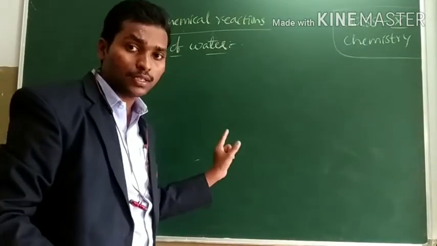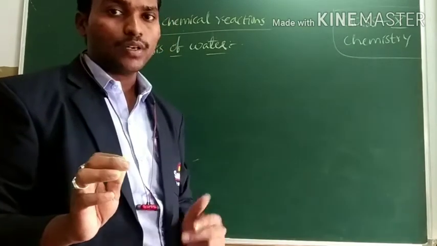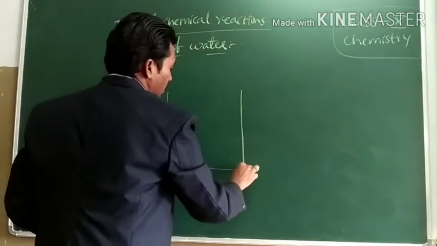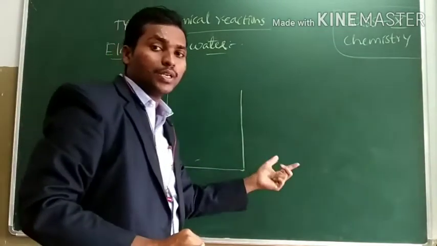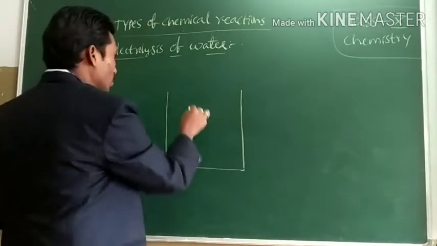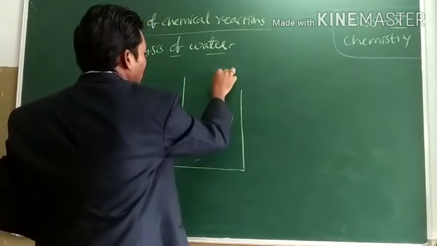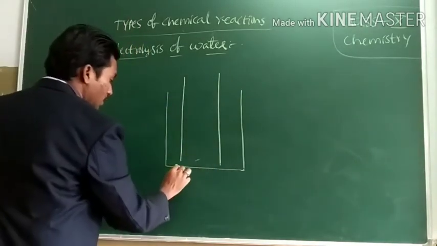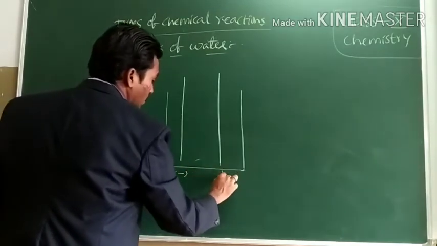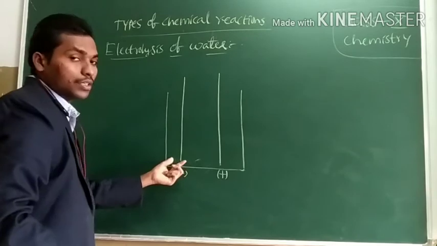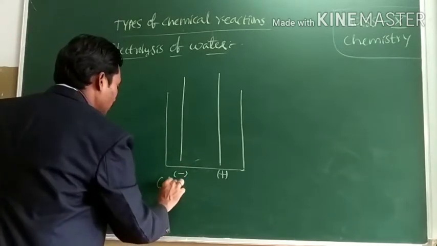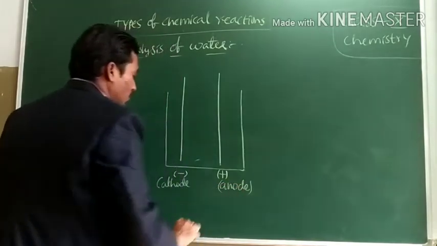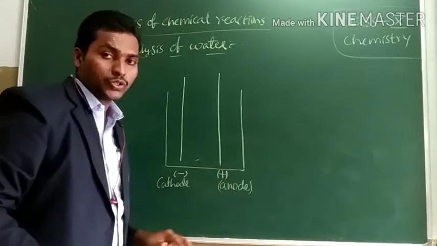This electrolysis reaction takes place in an electrolytic cell. What is meant by an electrolytic cell? Let us see. An electrolytic cell is made up of a metal container which contains two metal rods called electrodes. One has a negative charge, another has a positive charge. The negative electrode is called the cathode and the positive electrode is called the anode.